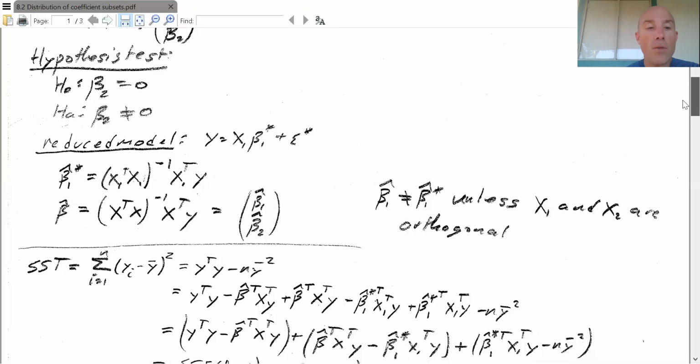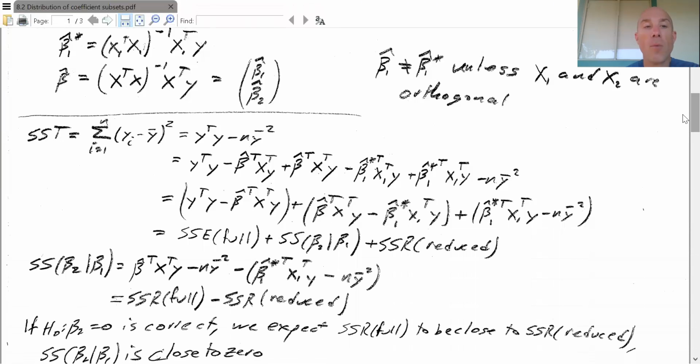Okay, well, let's go ahead and take a look at sum of squares total. So sum of squares total is the sum of the squared deviation of y from the sample average of y. Well, let's go ahead and write that in terms of vectors and matrices. So I'm going to go ahead and rewrite this as y transpose y minus n y bar squared. Okay, familiar formula.